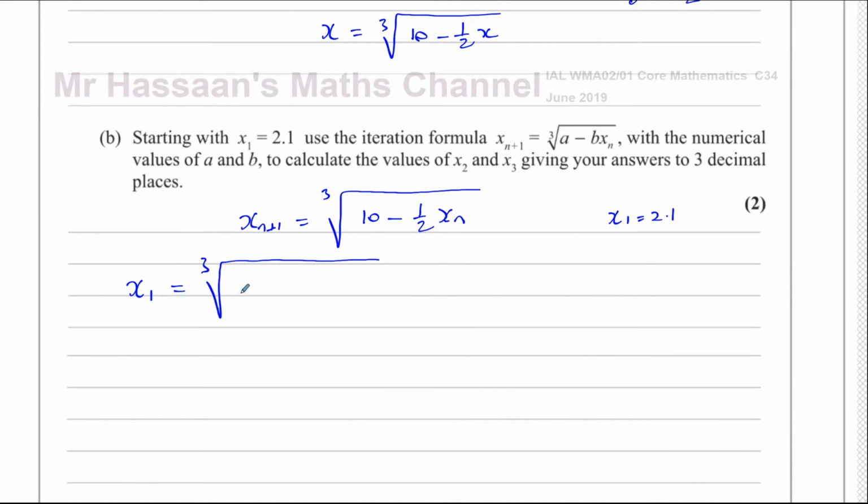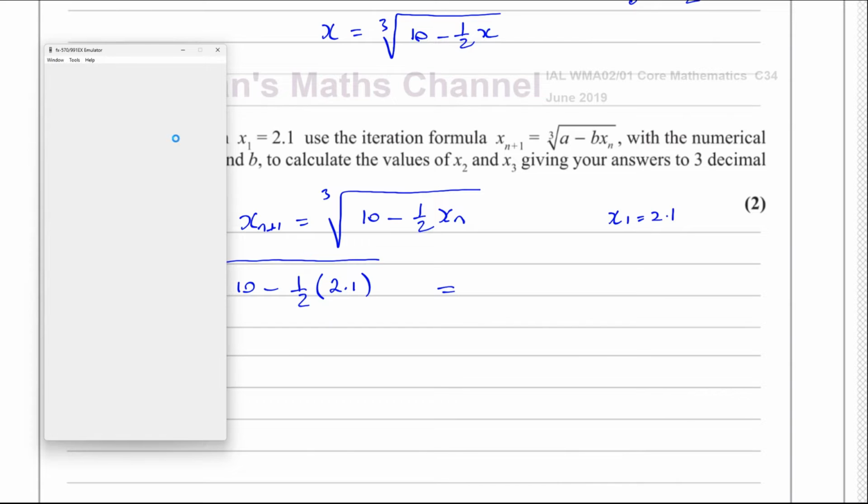So you have the cube root of 10 minus a half times, this is going to be x2, sorry. I have x1 already. x2 is going to be 10 minus a half times whatever x1 is, which is 2.1. That will give us x2. All right. So now, how I suggest you set this up is as follows.